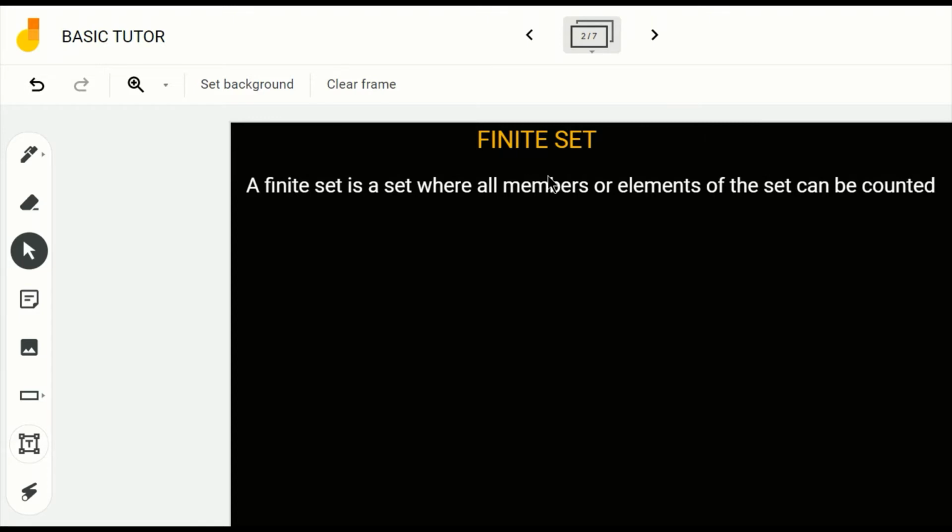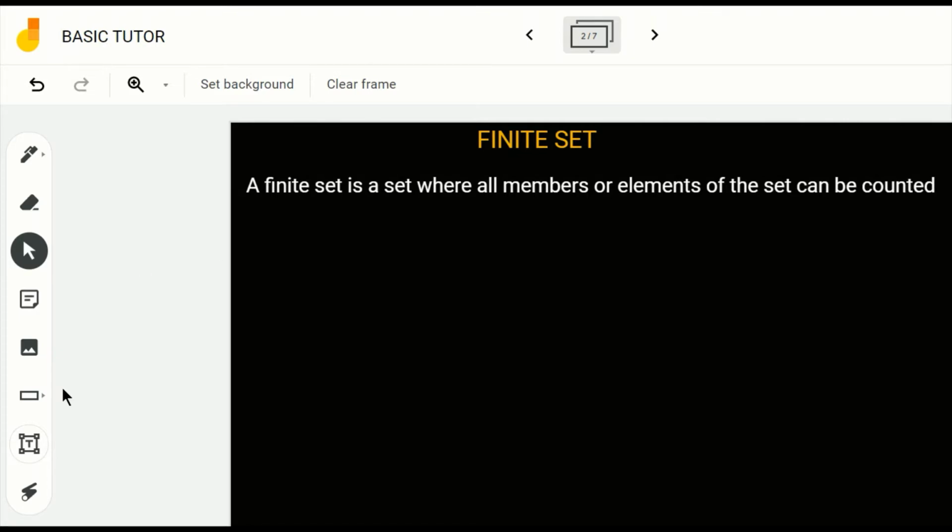Now, what is a finite set? A finite set is a set where all members or elements of the set can be counted. If you missed our previous video on sets, you can please look at the link above. Now, a finite set is a set where all members or elements of the set can be counted. I'll be giving us some examples.